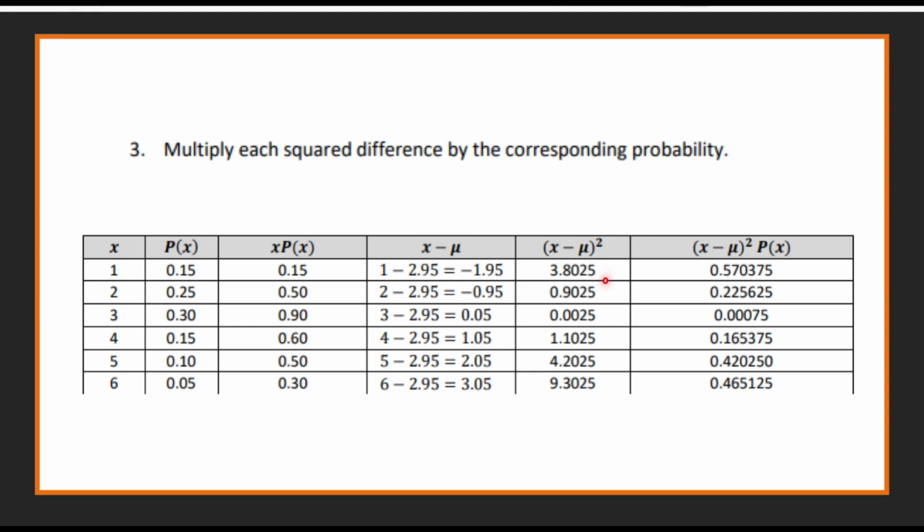So 0.15 times 3.8025 is 0.570375. 0.25 times 0.9025 is 0.225625. 0.30 times 0.0025, that is now 0.00075. 0.15 times 1.1025 is equal to 0.165375. And 0.10 times 4.2025, that is now equal to 0.420250. And 0.05 times 9.3025 is equal now to 0.465125.